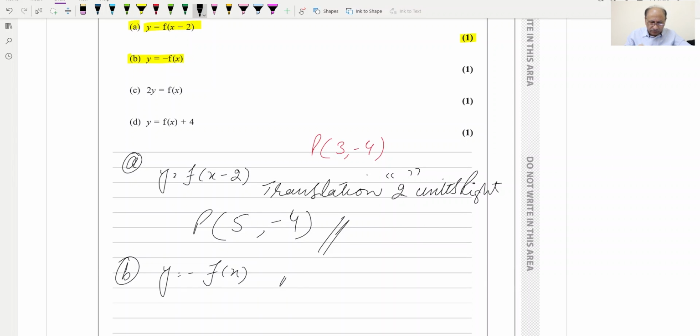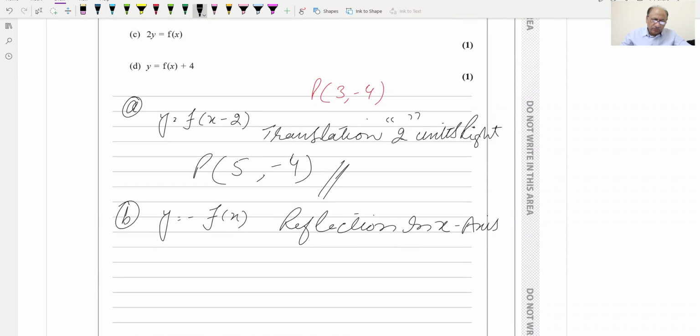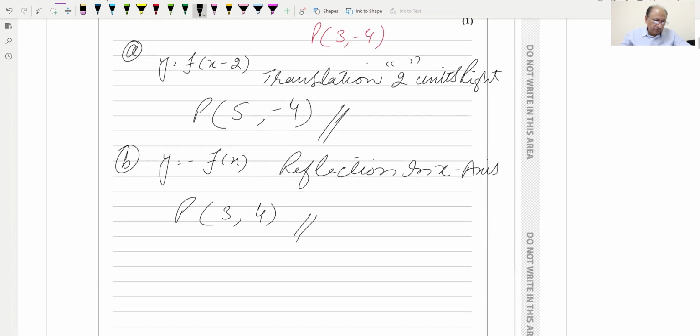This is reflection in x-axis. So reflection in x-axis means the sign of the y coordinate will change. So 3 will remain as it is, and -4 will change to plus 4, and this will be our coordinate for the P point.